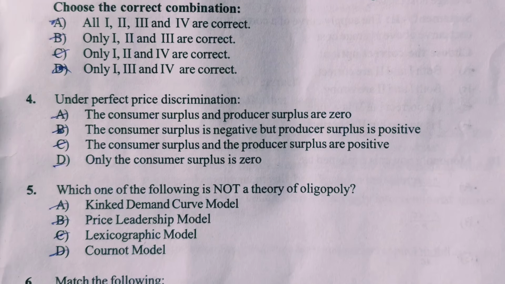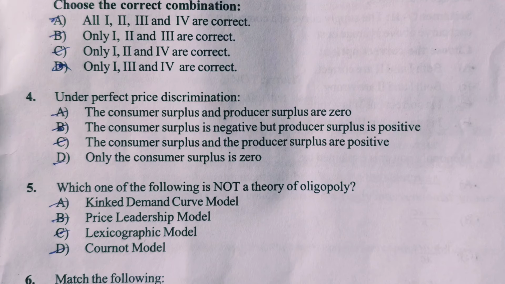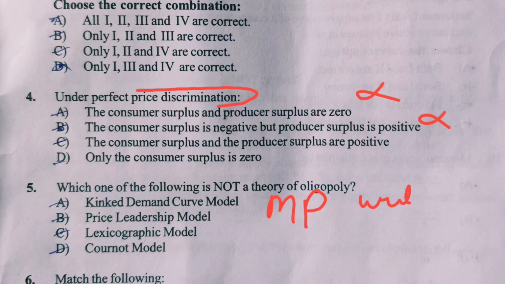Now the next question is, under perfect price discrimination, the consumer surplus and producer surplus are 0, so they cannot both simultaneously be 0. The consumer surplus is negative but producer surplus is positive. This is also incorrect. So what happens actually under perfect price discrimination? A monopolist charges each consumer the maximum price they are willing to pay for a good or service.